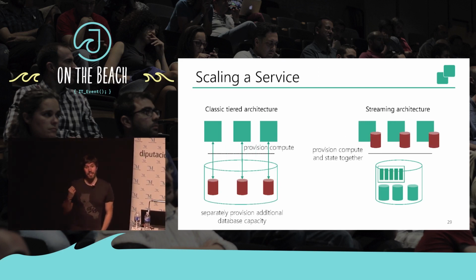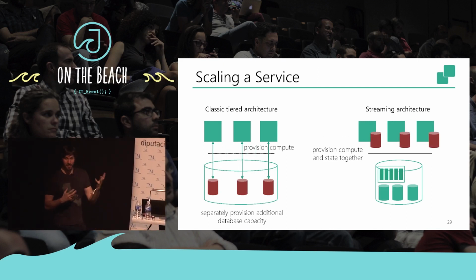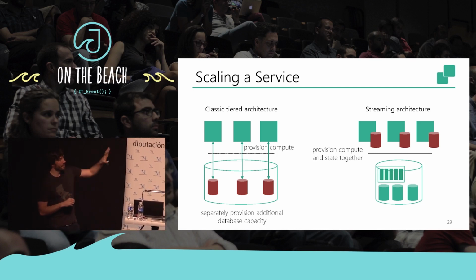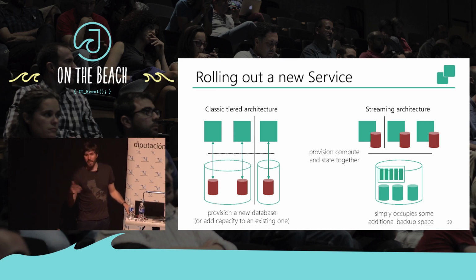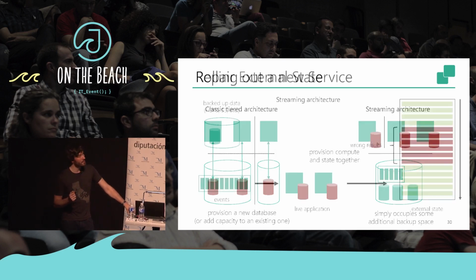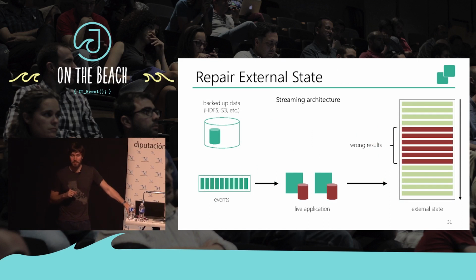Scaling such a service is, I think, a very simple primitive in this world. Let's say in the more traditional architecture, if you scale, you provision compute. This is usually the easy part. I think this is why this architecture came up, because provisioning compute becomes easy. But provisioning state is where you move the problem to. You have to start scaling out the database, which is way less trivial. In the streaming architecture, you just scale the compute and the state together. And on the snapshot store, you may just need a little bit of additional storage in the file system.